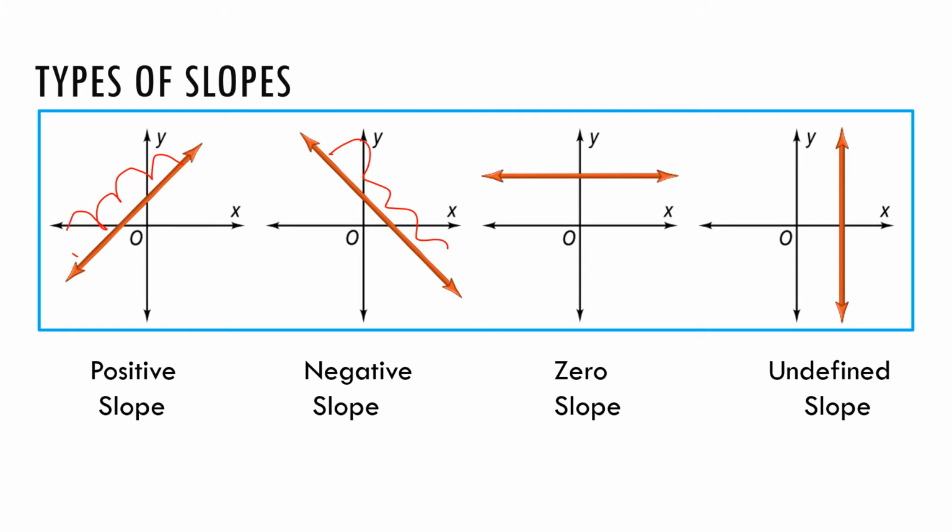Zero slope is a horizontal line. You could walk across a line that has a 0 slope. An undefined slope, you can't walk across that. You would obviously have to rock climb it if you wanted to get up that slope, okay? So make sure you write down all of those names.